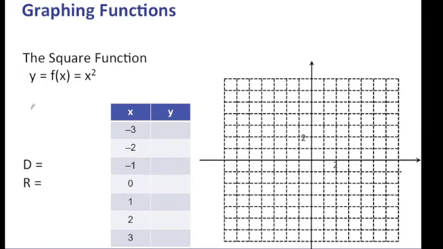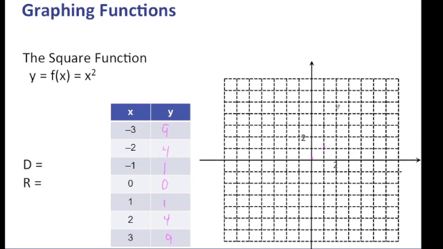Now we want to get into some basic functions that we need to know. The square function. So we'll fill in these values. -3 squared is 9. -2 squared is 4. -1 squared is 1. 0 squared is 0. 1 squared is 1. 2 squared is 4. 3 squared is 9.